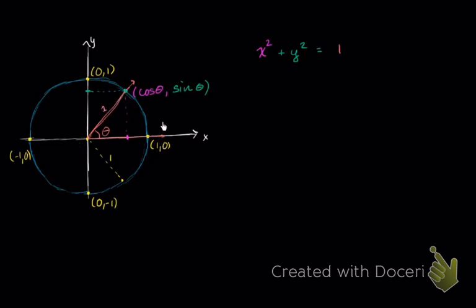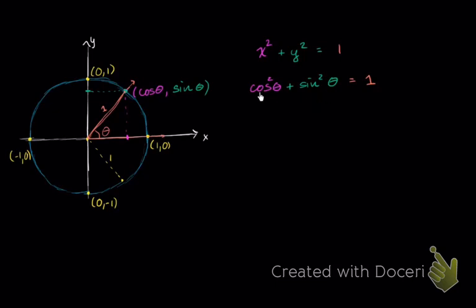Well, we've already said that we're defining cosine of theta as the x-coordinate of this point, and we're defining sine of theta as the y-coordinate of this point, and this point is sitting on the circle. It has to satisfy this relationship right over here. So that means cosine squared of theta plus sine squared of theta needs to be equal to 1. Sine squared theta plus cosine squared of theta needs to be equal to 1.